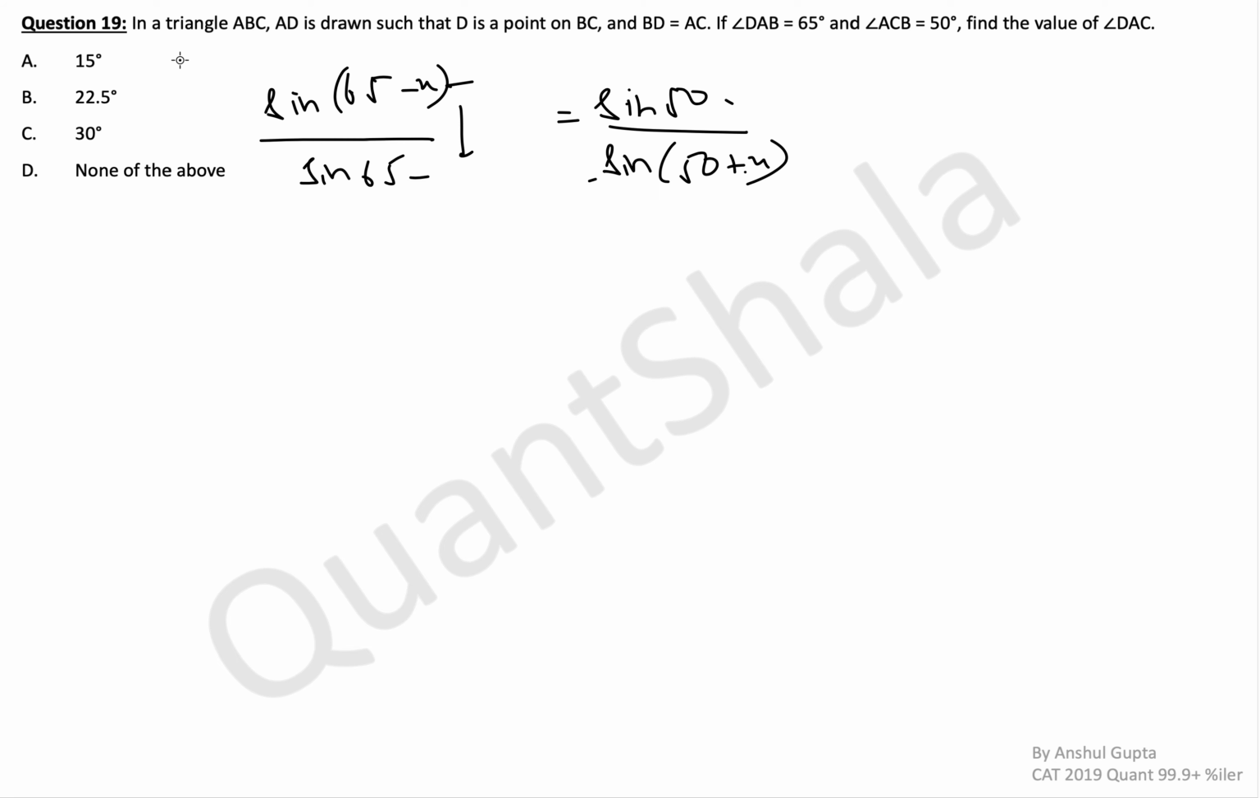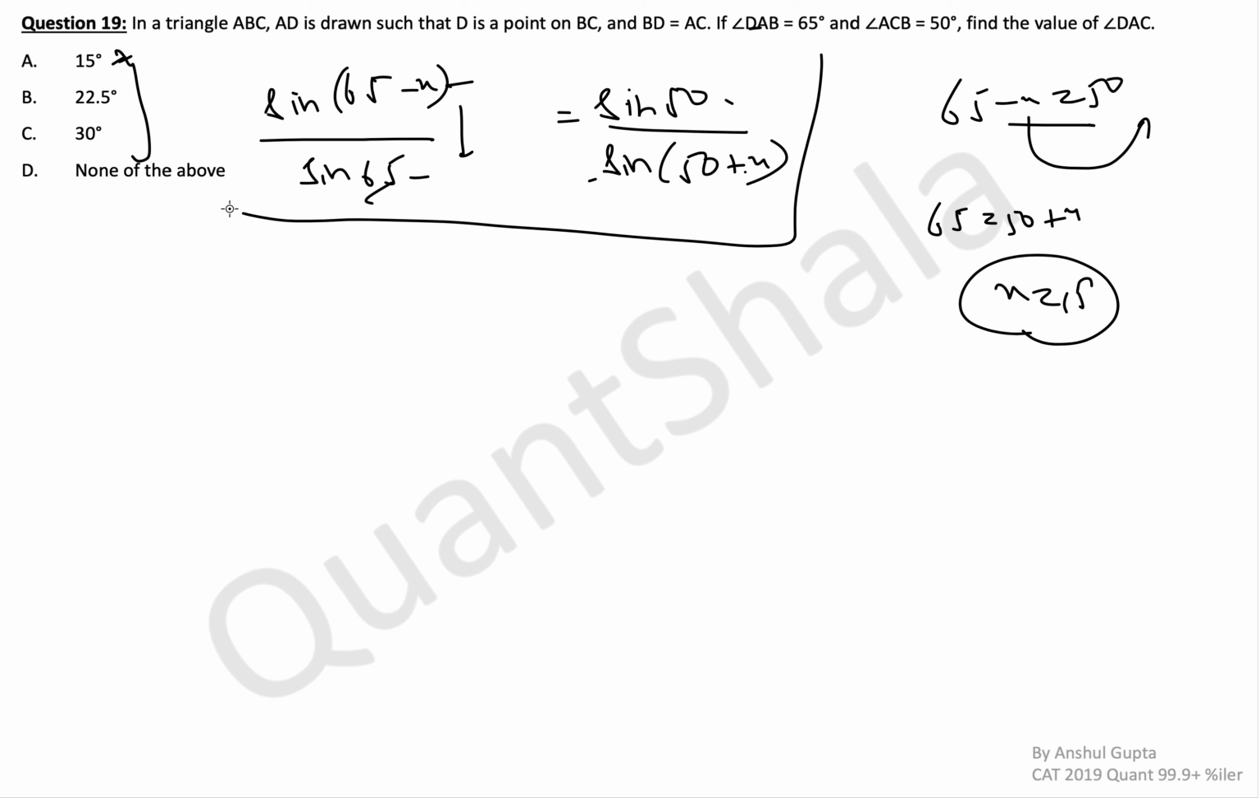Let's see if 15 degrees satisfies the answer. In fact, even without options, if you try to equate 65 minus x to 50, then 65 is 50 plus x, obviously because x can go to the other side. So x comes out as 15 and it satisfies this equation. So you don't need to solve this equation fully. You can, it is not out of scope, but it will take a lot of time. The smart thing is to realize that this difference is common here, x and x, and if you equate the numerator angles, the denominator angles automatically become equal.